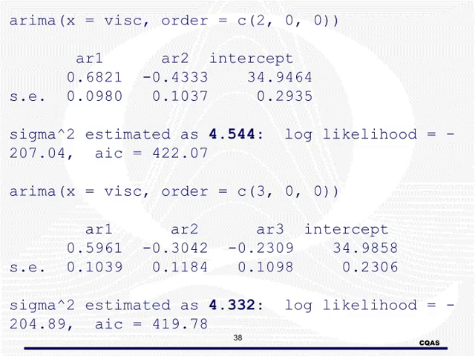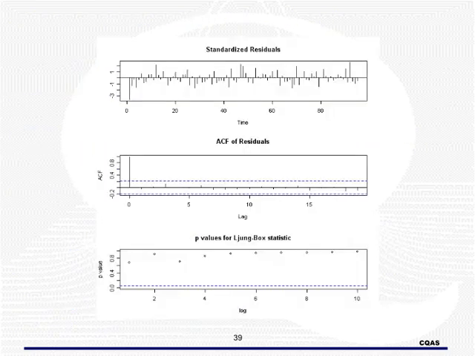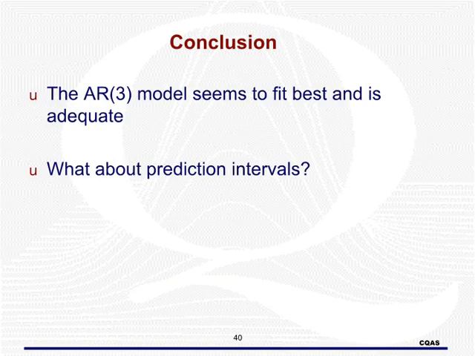Now let's look at the diagnostic checks. Based on the diagnostic plots, it seems that we do have an extreme standardized residual beyond -3. Other than that, things look fine. So to conclude from this example, we should fit the ARIMA 300 model. But what about prediction intervals?